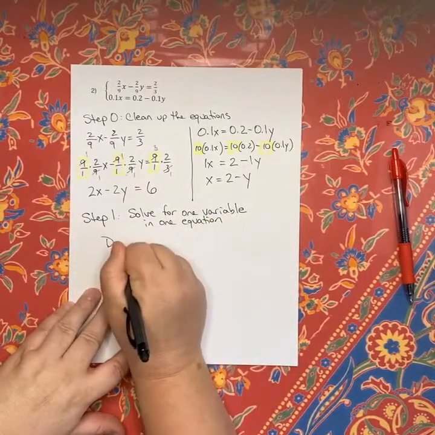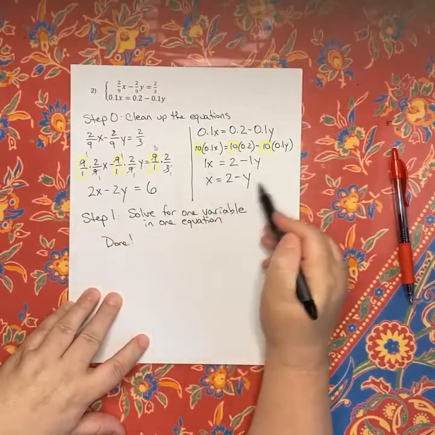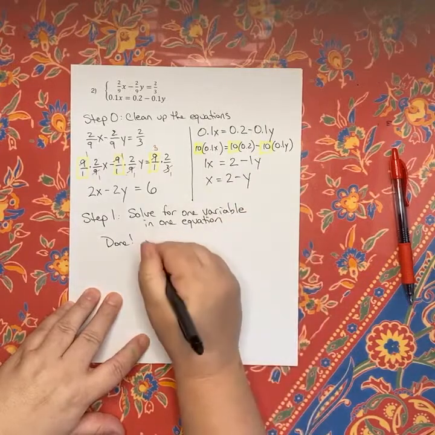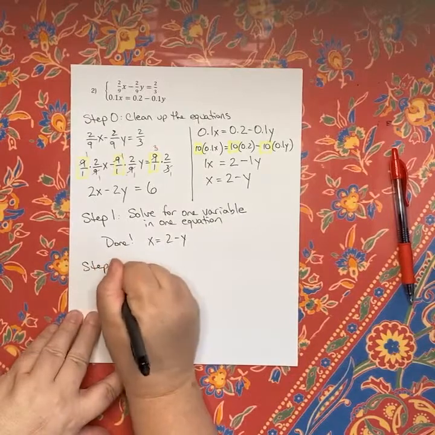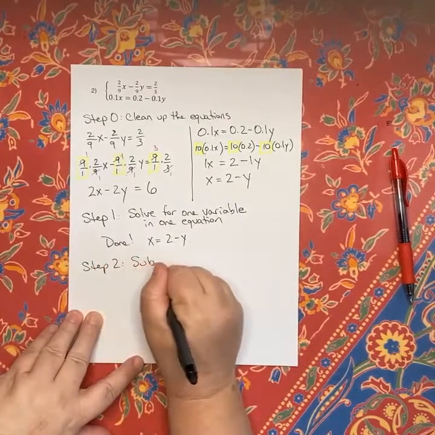Okay, solve for one variable in one equation. That's done. Yay. I didn't have to do very much work here. And there we go. X equals 2 minus y. Step 2, substitute.